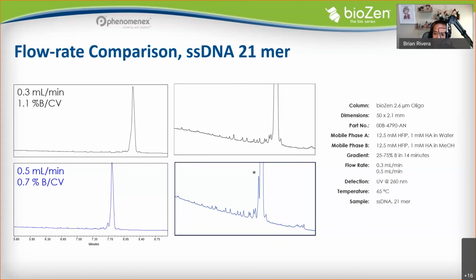Because you're not losing efficiency with sub-2 micron and core shell particles as you run at those higher flow rates, you can really start to shallow out gradient slopes, lower than 0.5% B per column volume even in some instances, in order to maximize the separation. In this example, we have 0.3 mL per minute versus 0.5 mL per minute. Of course, at the faster flow rate, it's 0.7% B per column volume, and we could probably go even lower than that. Either way, you are separating out this pre-peak that didn't show up with the lower linear velocity.